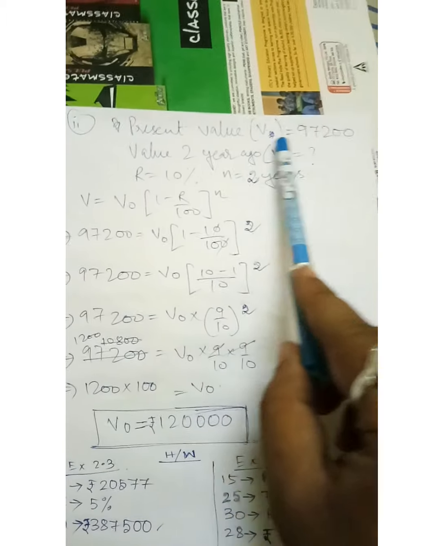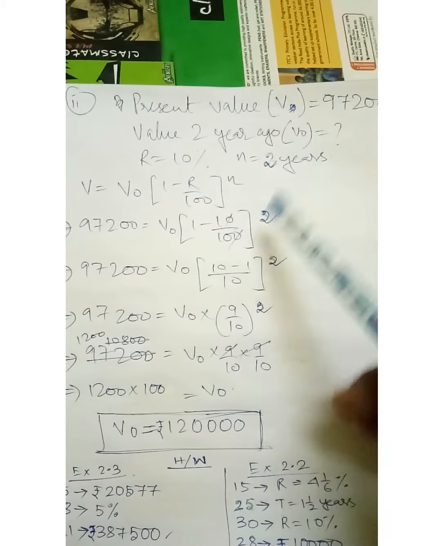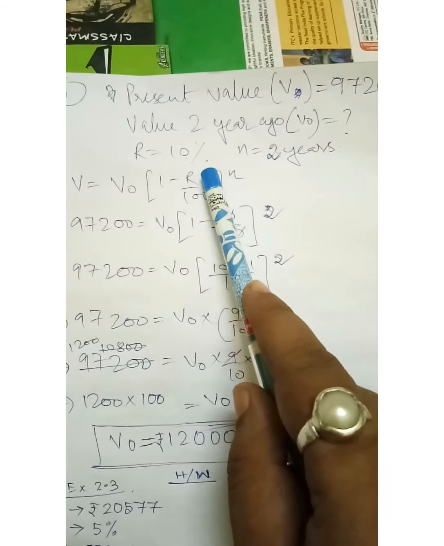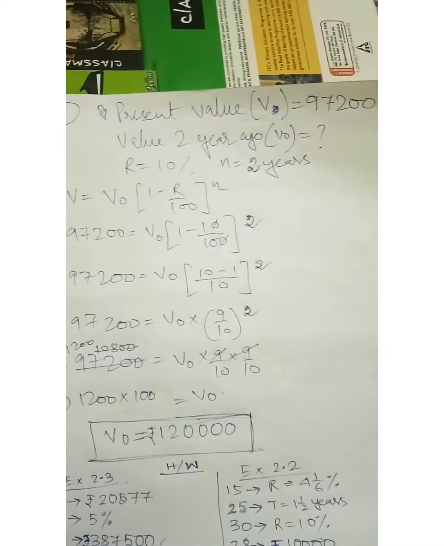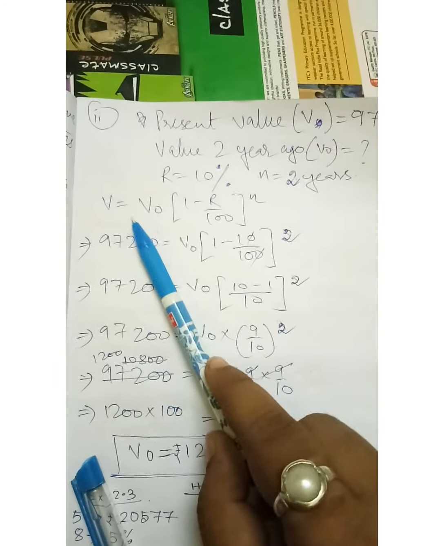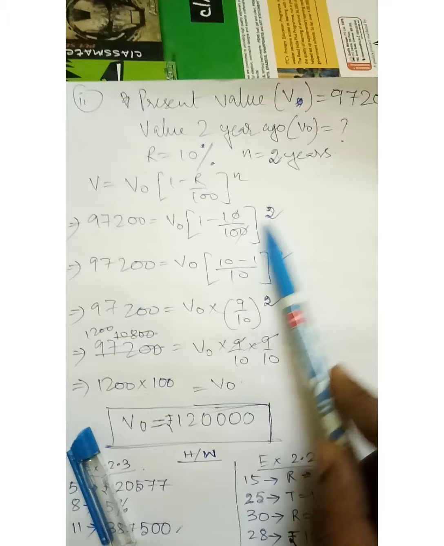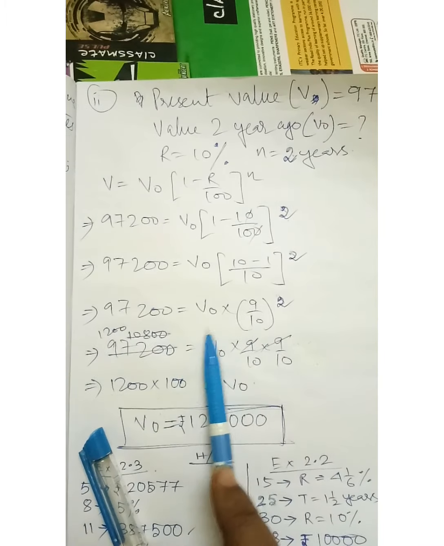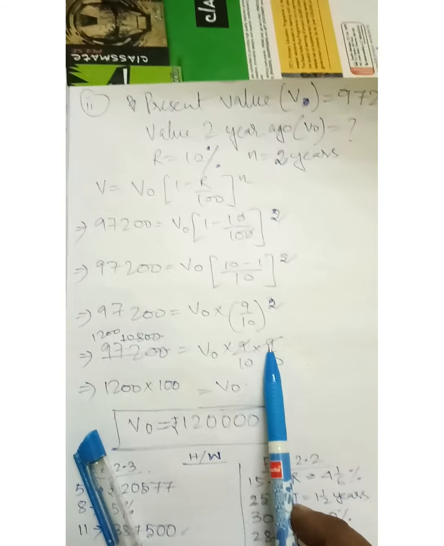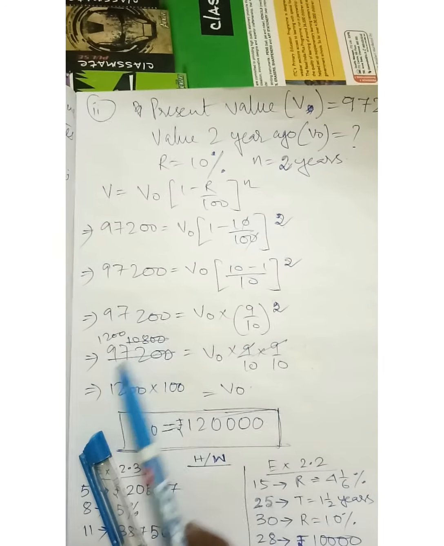The present value is 97,200, given in the question. The value 2 years ago, not after, means ago. V0 we don't know, r is given as 10% and n is 2 years. The formula is the same: I just substitute the values given in the data, and then calculate. The same process as before. Don't compute the square; you can write 9 squared, though some will write 81 by 100. Don't write it that way, so that you can easily cancel out the values.